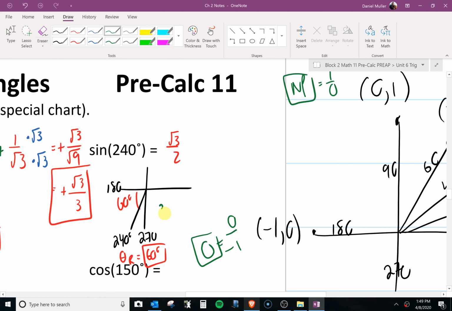Look at the CAST rule. C-A-S-T. I am in the T quadrant. Only tangent is positive, and I don't have it, so my answer must be negative. There is no square root on the bottom. So that is it. I am done.